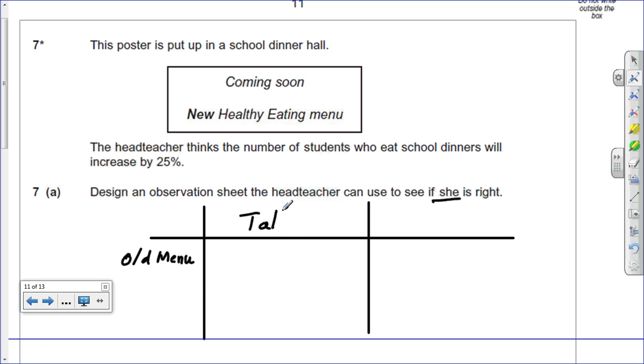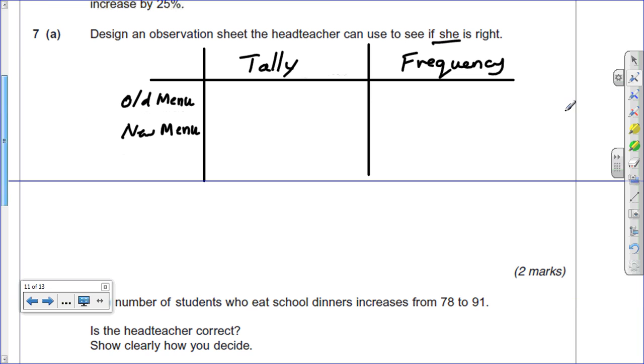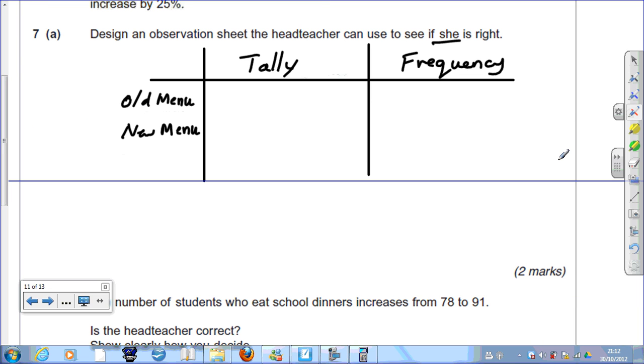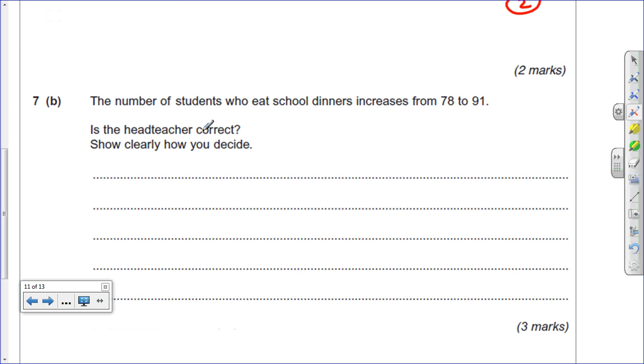So, 78 to 91 is an increase of 13. That's 91 take away 78. What's the increase as a fraction? It's 13 out of, you always go with the original, 78. What's that as a percentage? Because this head teacher is thinking in percentage terms. We go back to the beginning. Remember, she said it would go up by 25%. So we find out what 13 over 78 is as a percentage.